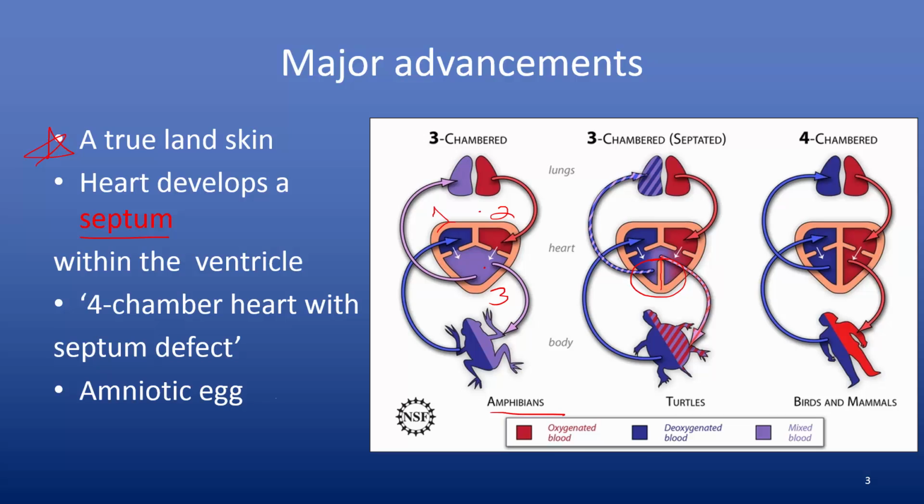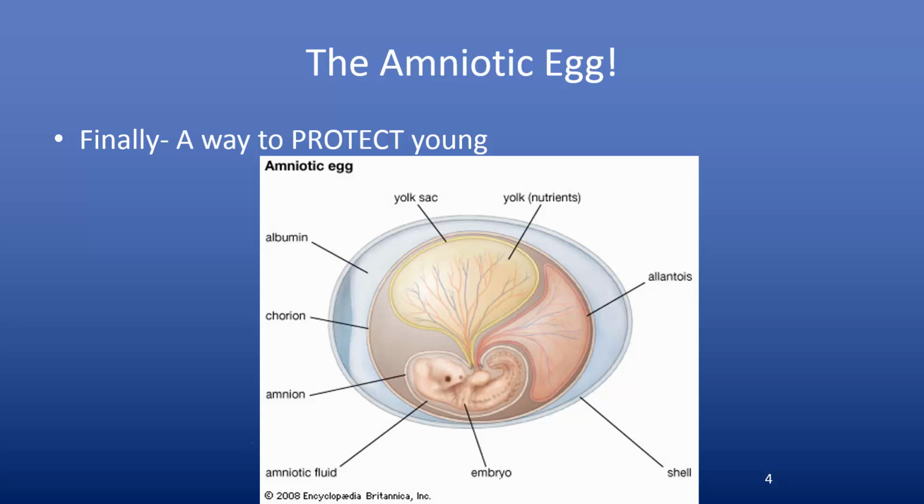And then finally, the amniotic egg. I guarantee you're going to see a bunch of questions on that. In fact, the next couple of slides deal just with the amniotic egg. So this is the first group of vertebrates that have a way to protect their young, their embryos developing inside of a leathery eggshell. Okay? So the very first amniotic egg is found in the reptiles.